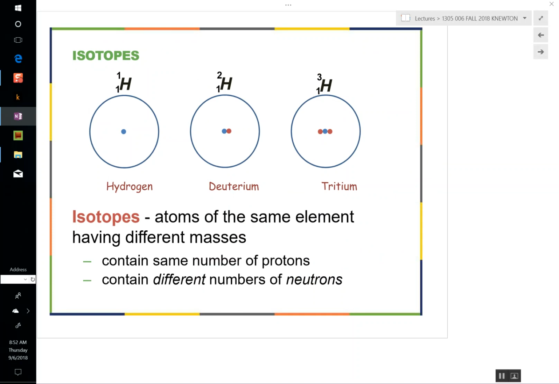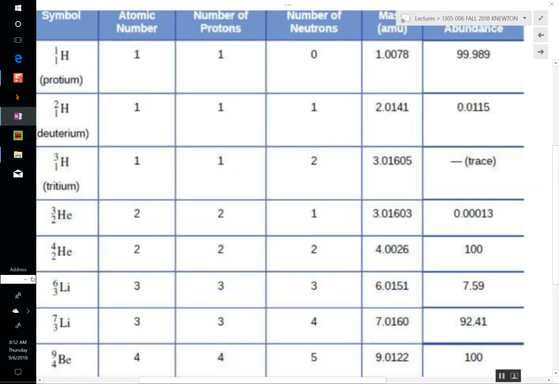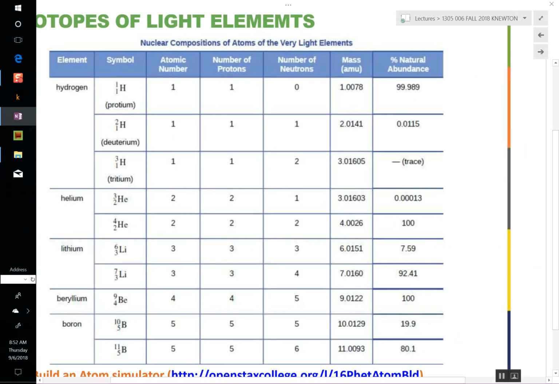And there's a natural abundance of these, like 99.9%, 0.1%, and a trace amount. Here's a table. Let's look at the hydrogen. Here's hydrogen. No neutrons. 99.989% is the natural abundance of that isotope.